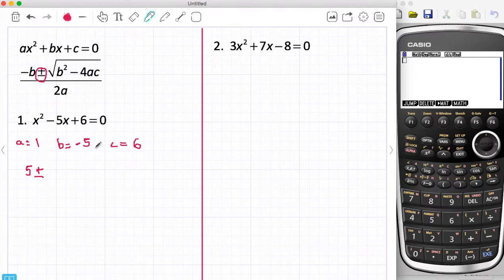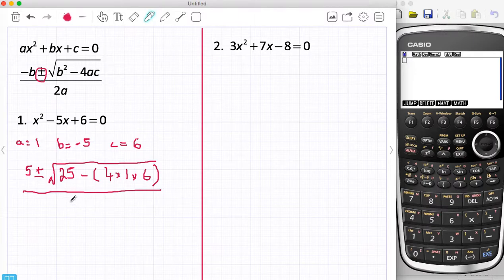B squared. So minus 5 squared, again, it's not minus 25, it's 25. Minus, and here I'm going to put a little bracket and do 4 times 1 times 6. And all of that is square rooted. So that's b squared minus 4ac. And all of that has got to be divided by 2 times 1. So I'm going to do a little tidying up. By the way, that's what x is equal to.